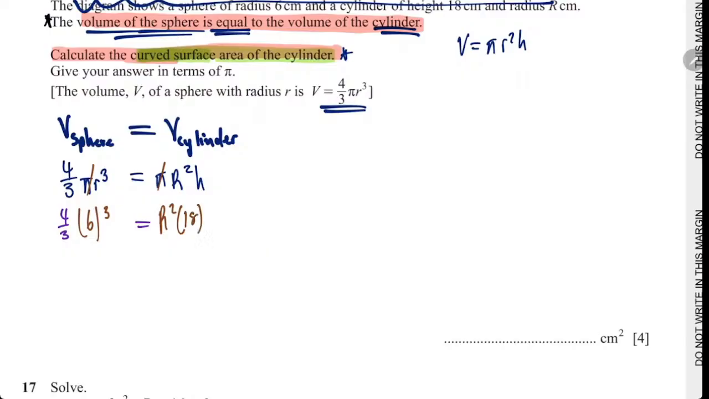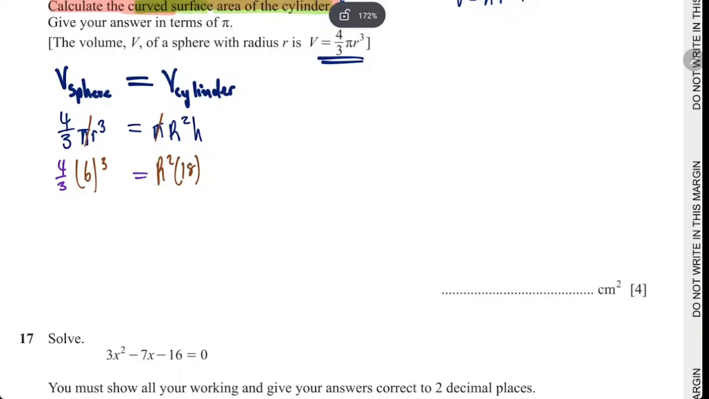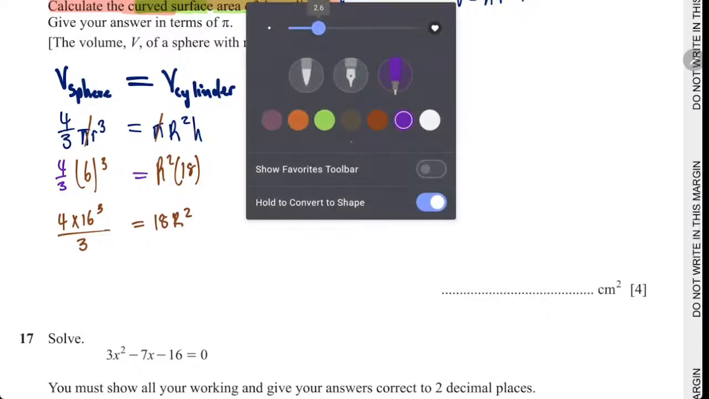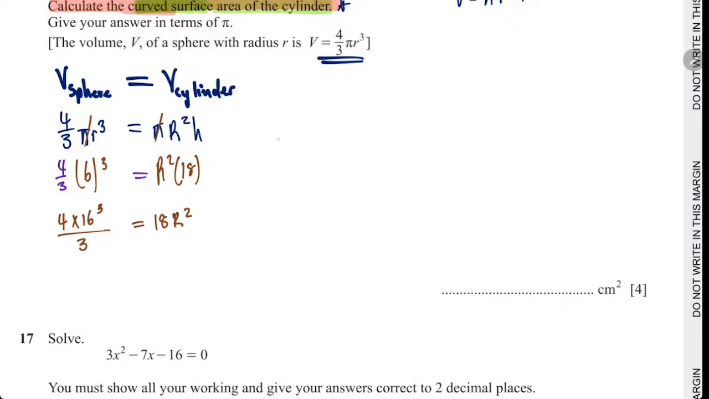Now, already when we write this, we can see that this was looking for us to find R, because that's the only thing we don't know. So we take 18 to the other side. If you want, you can first solve to say 4 times 6 cubed divided by 3 will be equal to 18 R squared. Then you take 18 to the other side, it will divide. Since 18 is going to divide, it will join 3 there. So you now have 4 times 6 cubed over 3 times 18 should give us R squared.